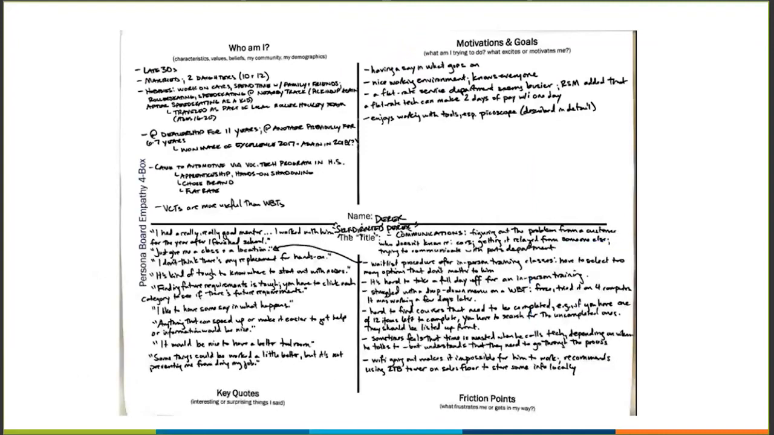And so here's an example of a 4-box in action. And in this case, the 4 boxes were: who am I? What are my motivations and goals? What are some key quotes? And what are some friction points in my job?